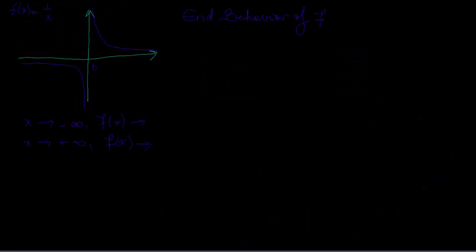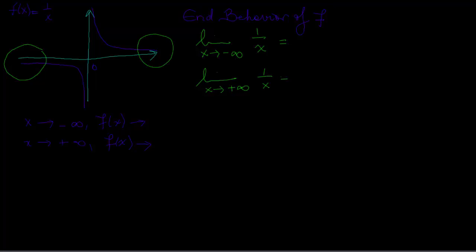We now focus on the other type of infinite limits, namely those that give us the end behavior of a function. We're going to try to determine the limit as x approaches negative infinity of a function f of x, in our case 1 over x, and the limit as x approaches positive infinity of 1 over x, which in essence tells us what happens with the graph at the end, namely towards negative infinity and positive infinity.